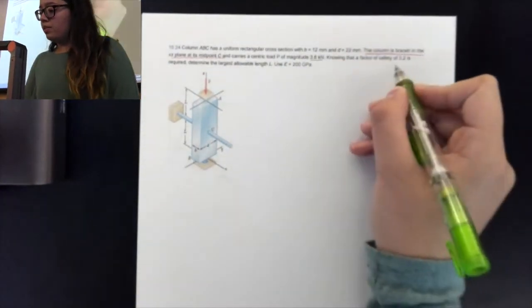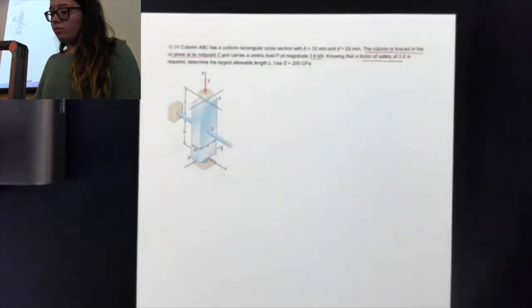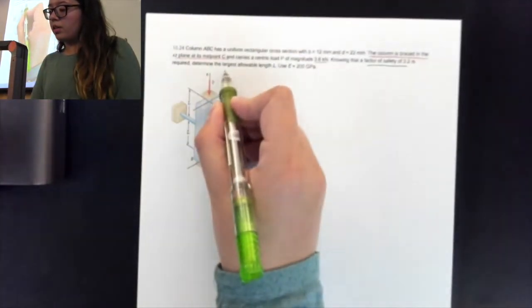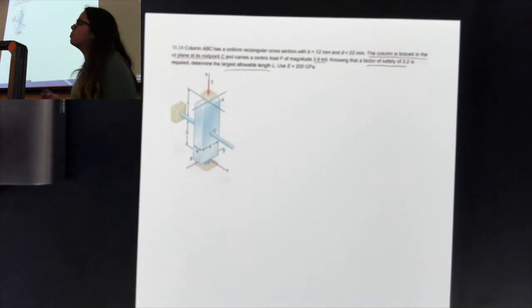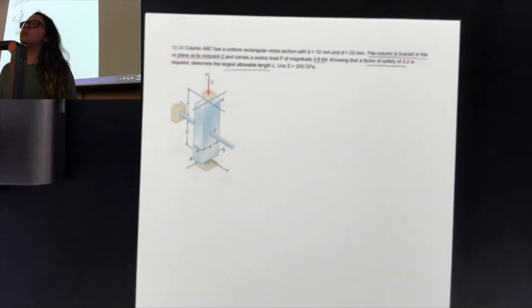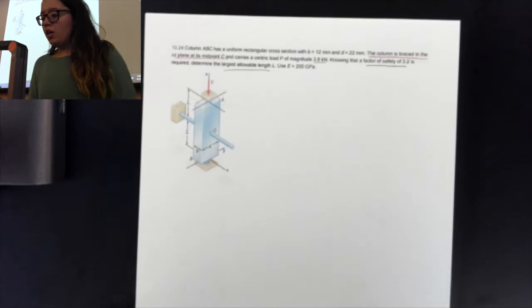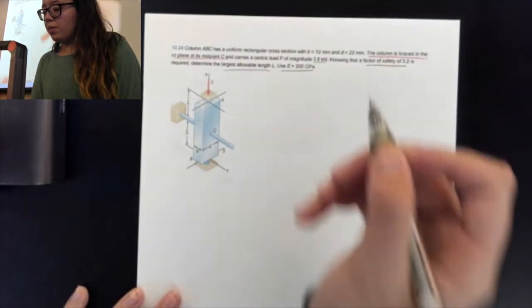Knowing that the factor of safety is 3.2, determine the largest allowable length. Okay, so as you guys can see right here, they're talking about L. All right, so that's not the overall length of the whole column. That's where they have labeled L. Does everybody see that? Okay, so when they say L here and L here, it's talking about from here to this midpoint. All right, that's important too. That's kind of what trips people up on this problem. All right, and then they tell us use E equals 200 gigapascals.